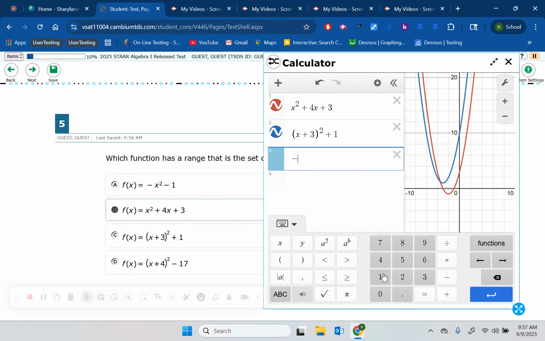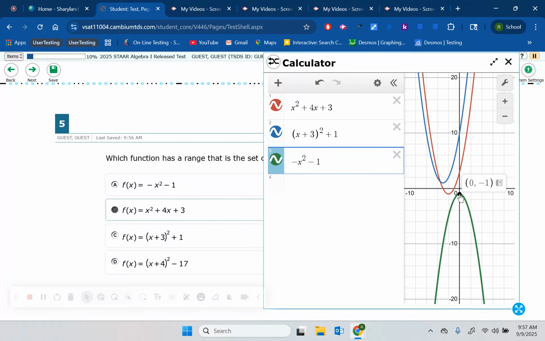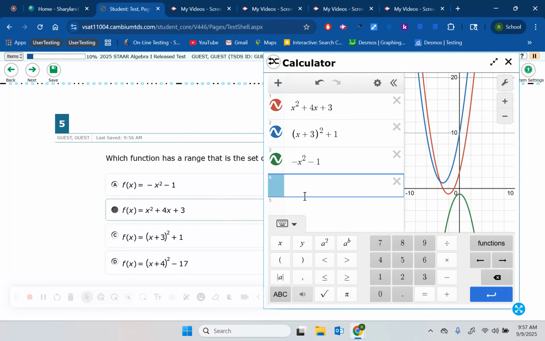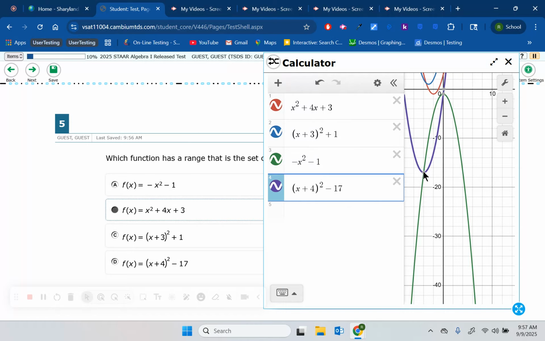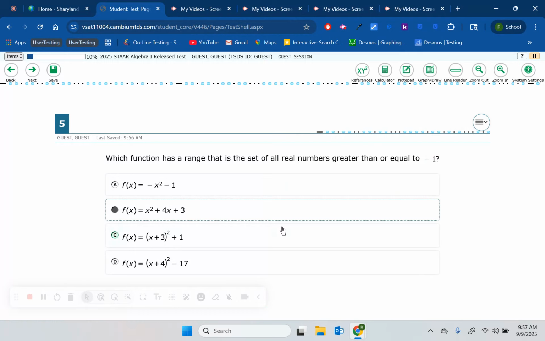If you're wondering why I'm not even trying answer choice A, it's because it's -x squared. This one's going to graph down, and they do that to you on purpose, because the y in this one is -1, but it's graphing down, right? So it's going down, less than or equal to. Not it. All the way down here, this one is at -17, not even close. The answer was B. Thank you, Desmos.